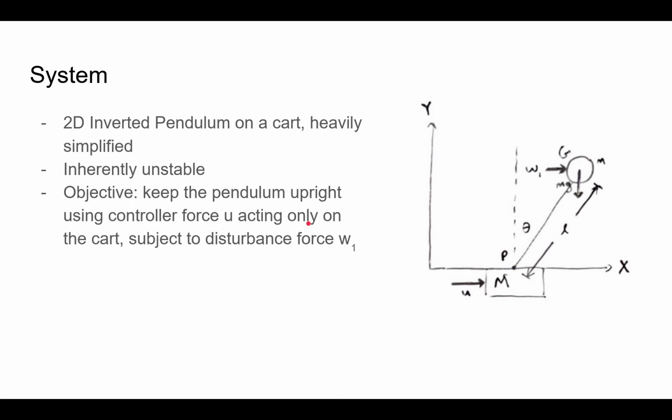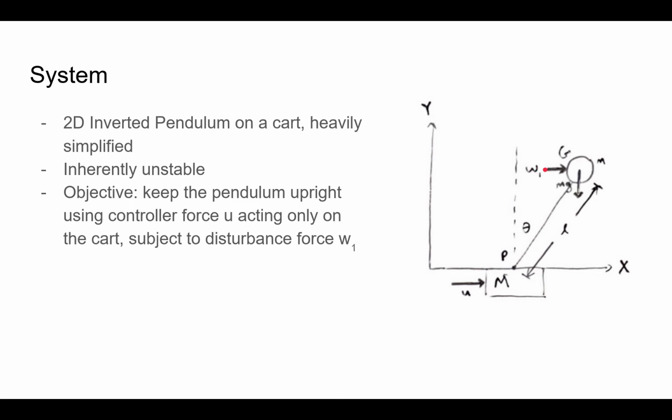The system I'm working on is a 2D inverted pendulum on a cart, which has been heavily simplified. This cart is constrained to move only in the x direction. This pendulum rod is massless but infinitely rigid. And the system is inherently unstable. Any disturbance force, W1, will just knock the pendulum over.